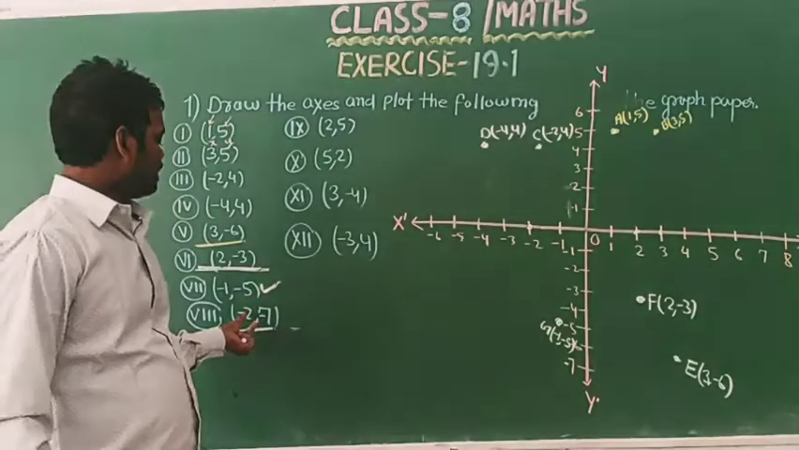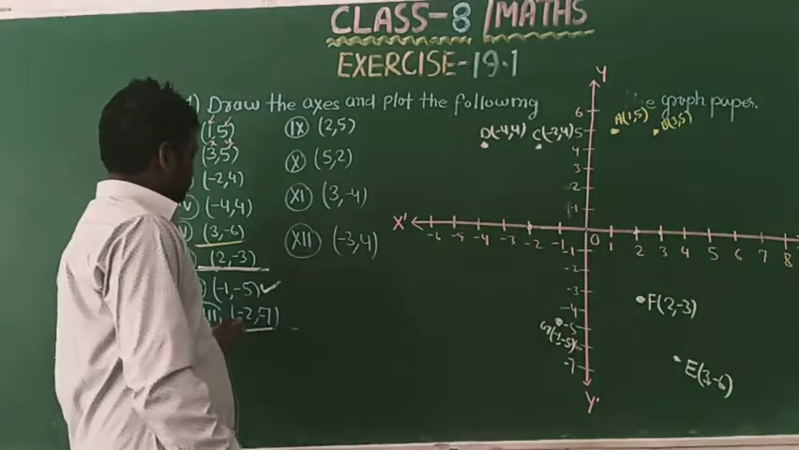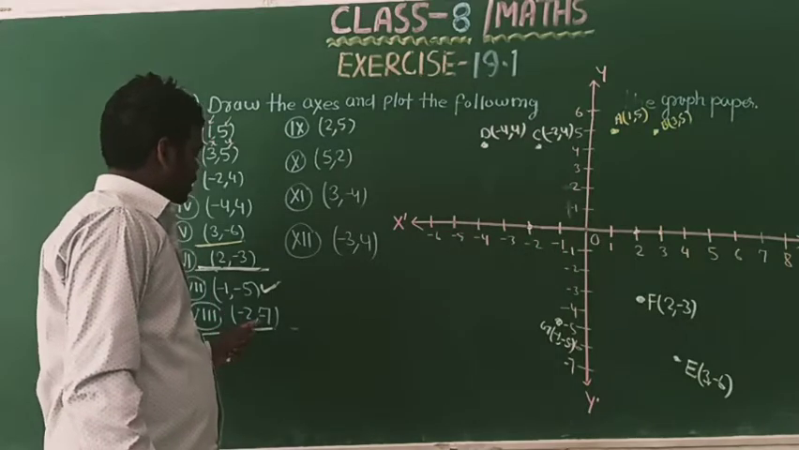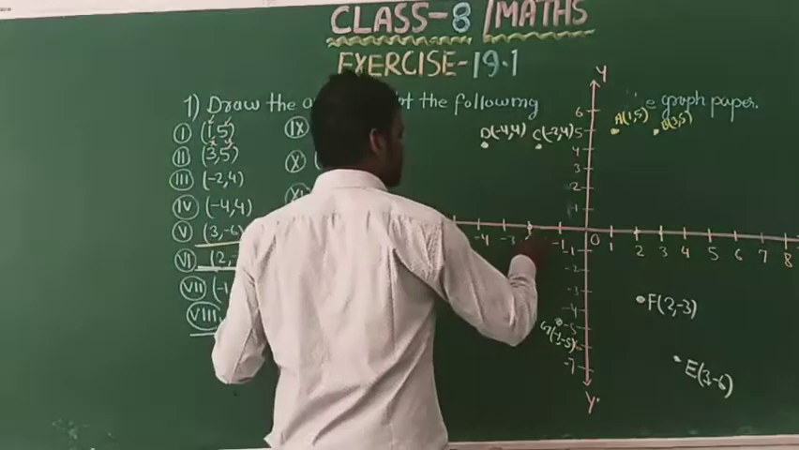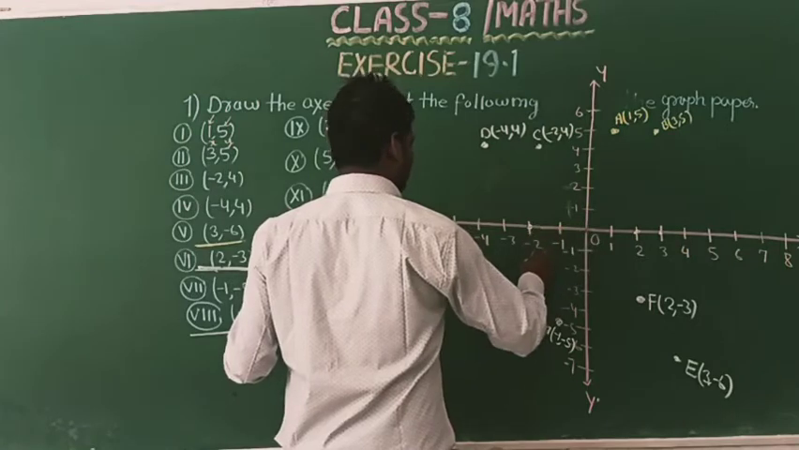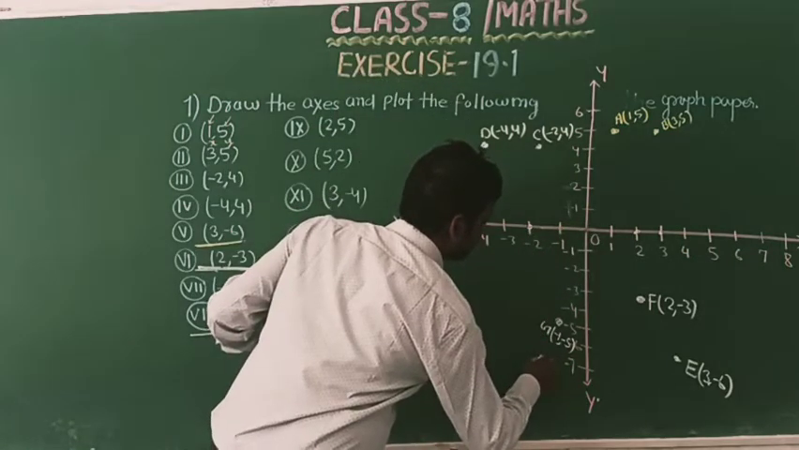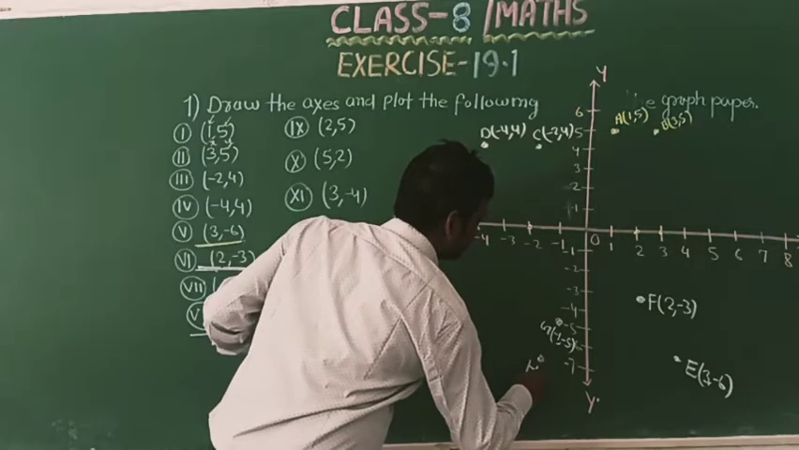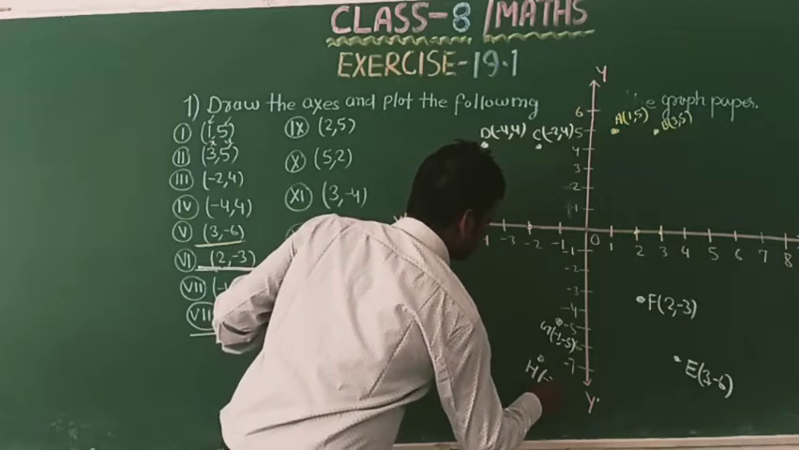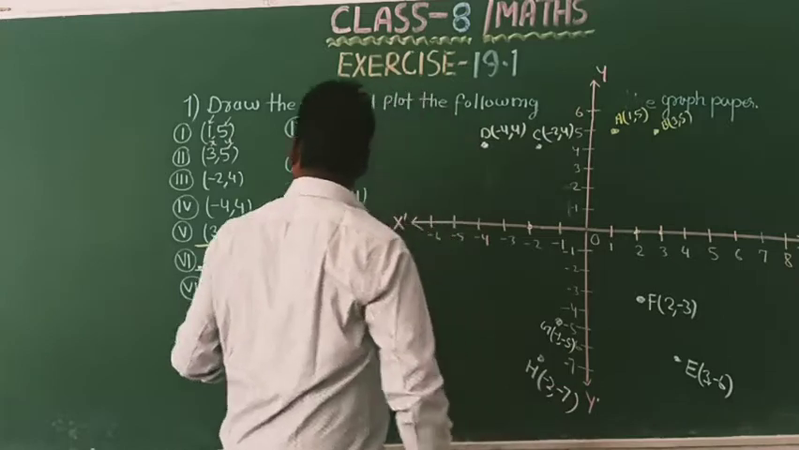The next point is (-2, -7). This also lies in the third quadrant. The x coordinate is -2 and the y coordinate is -7. So this is the point (-2, -7). Okay.